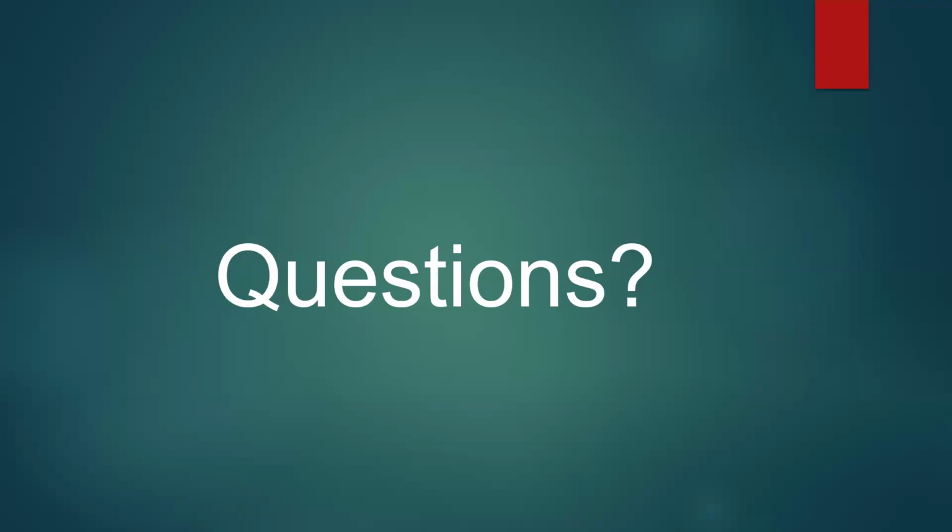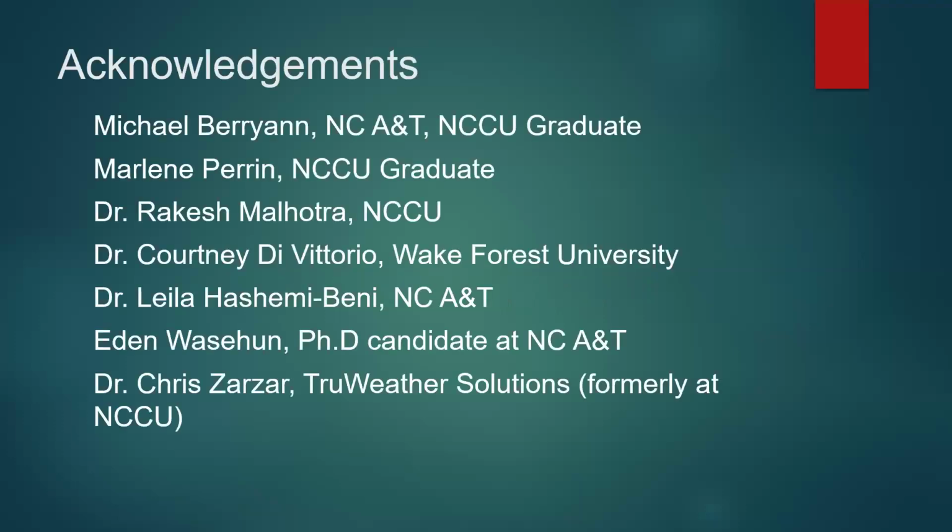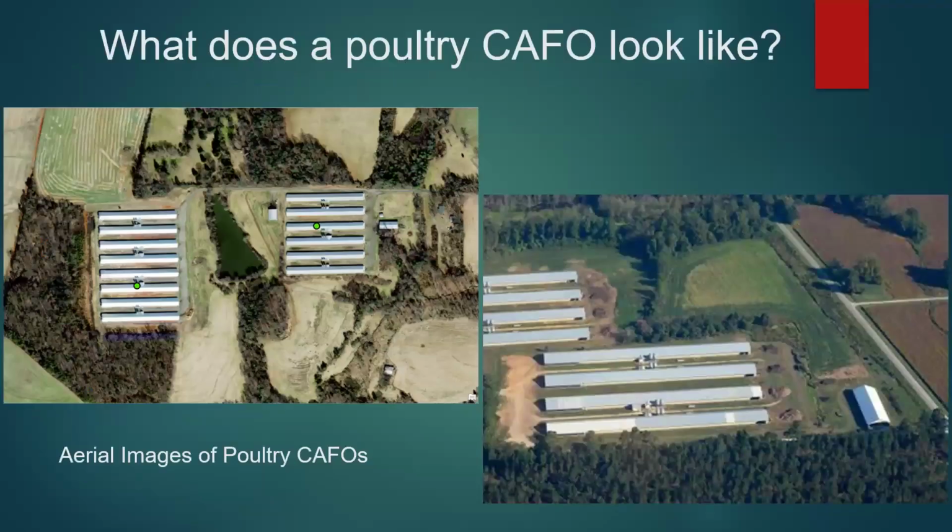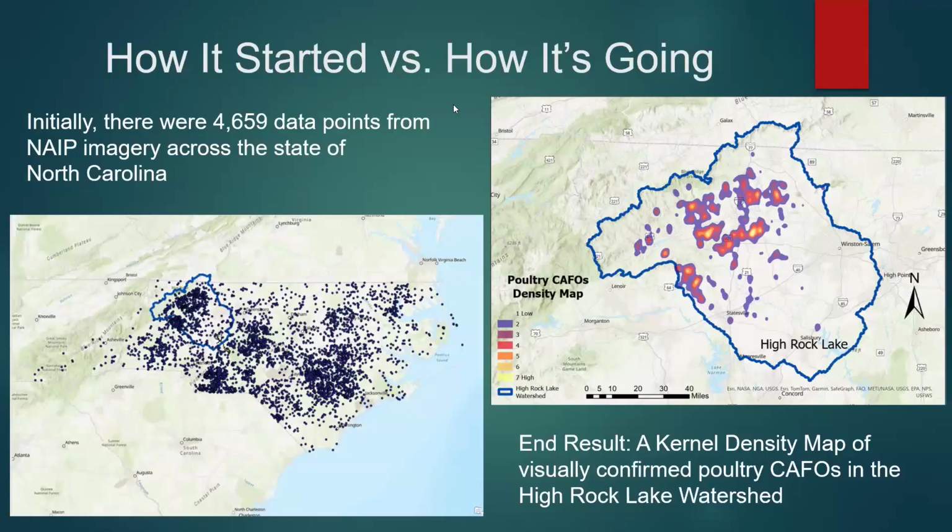And the last thing I do want to say on this is I'm going to go back to one of my very first slides here. Apologies for giving the viewers whiplash. But right here, some further study that could be done on this research that would be interesting is, you can see I did just the 623 data points in the High Rock Lake watershed. But somebody else, not me, because I'm done on this project, could look at all 4,659 data points across the state of North Carolina and try to visually confirm those. And then it would be really interesting to see how that 84% accuracy rate holds up.